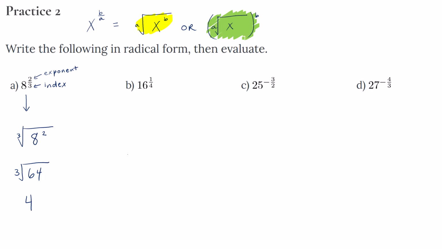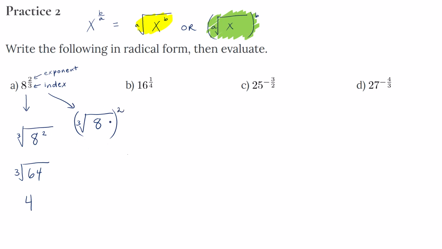Now let's go ahead and convert 8 to the power of 2/3 to this form and see how we get the same answer with slightly different math. So I'll write my radical. The index is still 3, radicand is 8, but now instead of putting the exponent of 2 beside the radicand, I'm going to put the exponent of 2 on the entire radical.